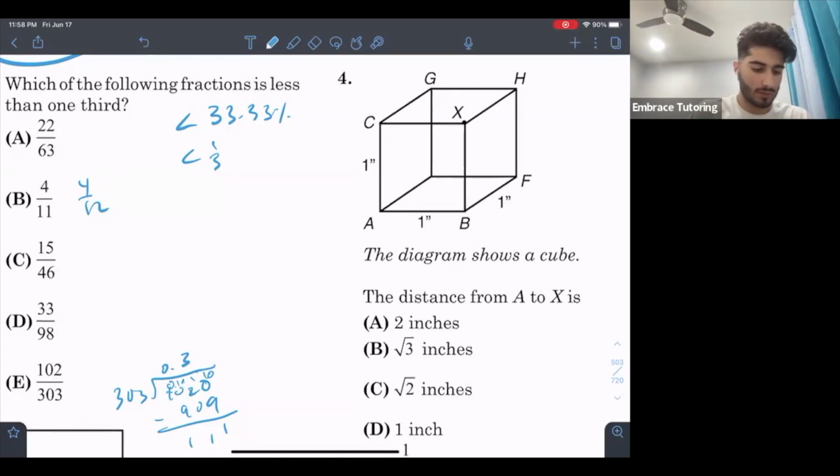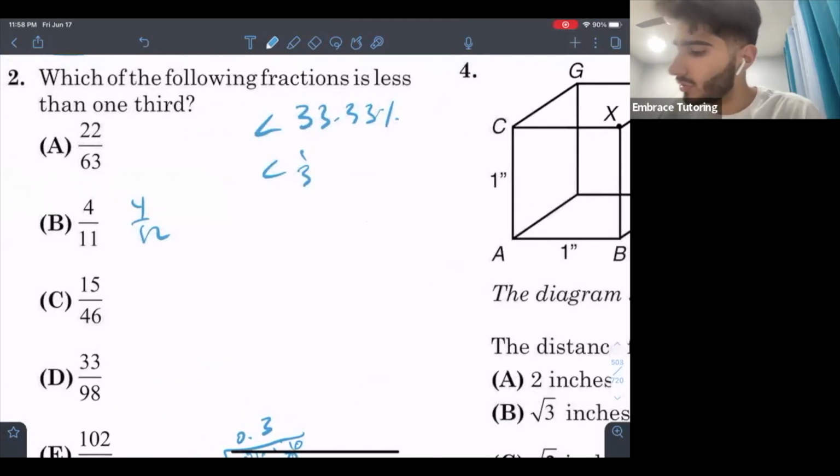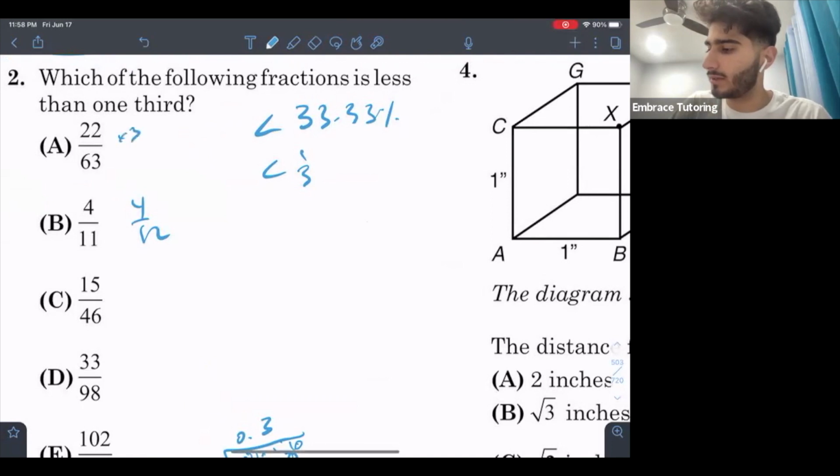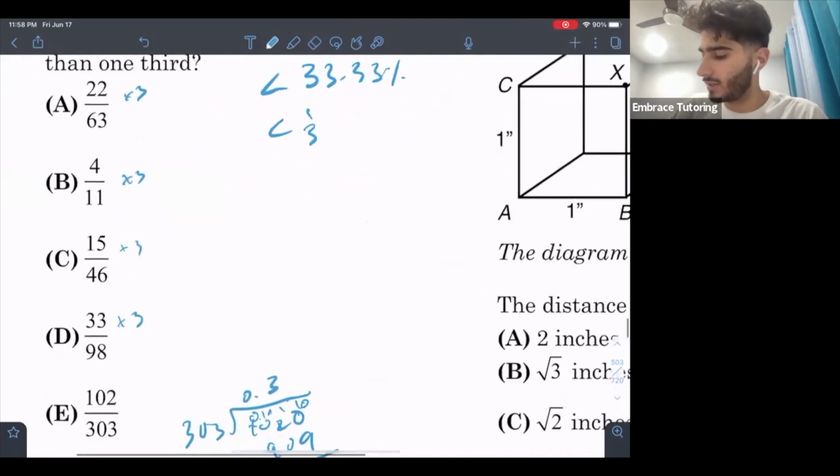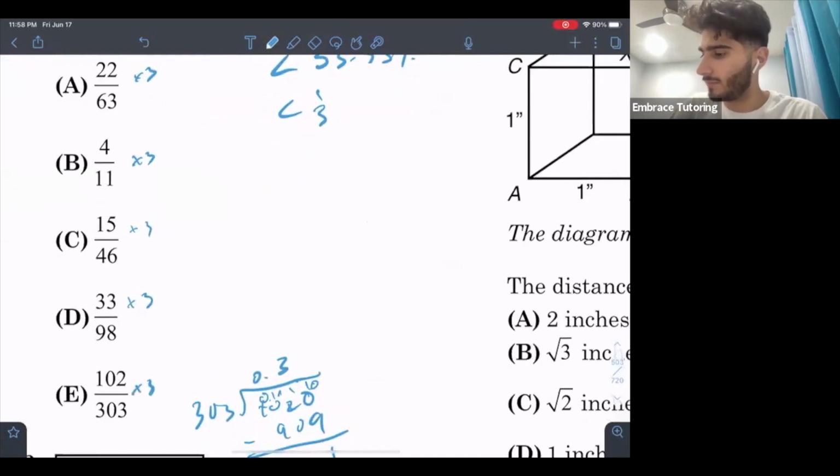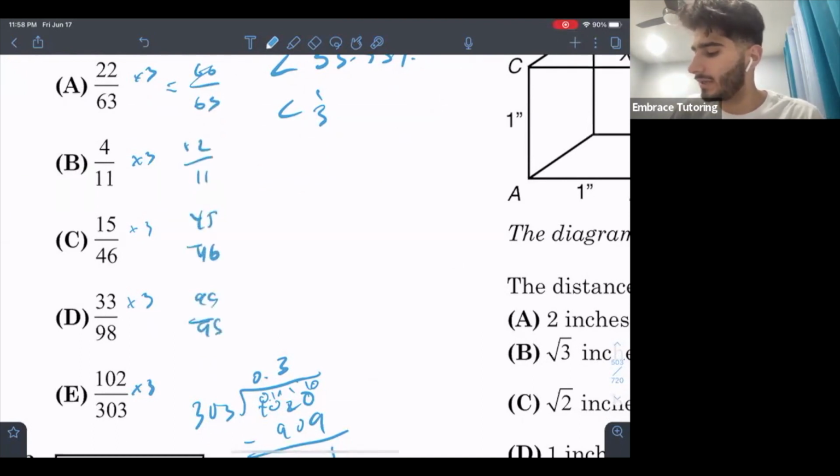Okay, yeah, so going to this question, what we could do here is multiply everything by 3. Just multiply the top by 3, top by 3, top by 3, and top by 3. We get 66 over 63, 12 over 11, 45 over 46, 99 over 98, 306 over 303.